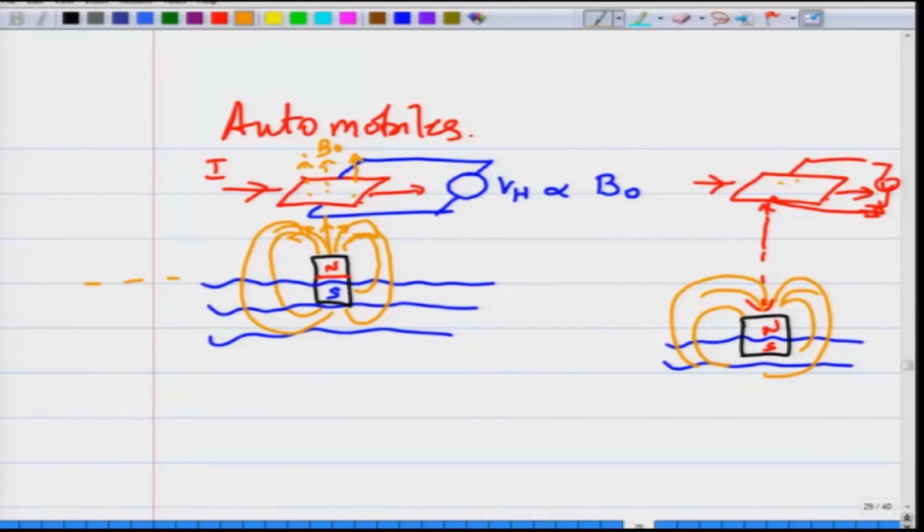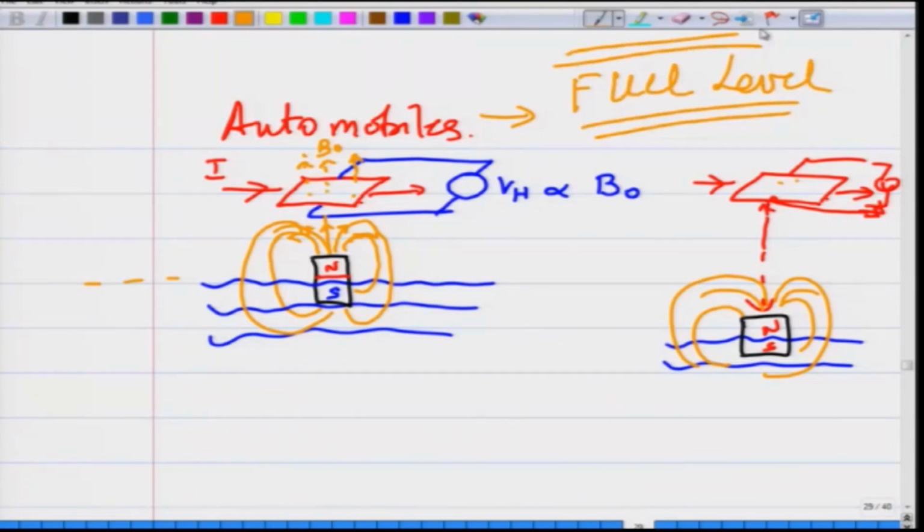Therefore, you can do a calibration, and as the Hall voltage decreases, you know that the fuel is decreasing, and by calibrating the system you can find out how much the fluid has decreased. So, you can immediately find the fluid level, the fuel level. You can find the level of fuel inside an automobile by using such techniques.